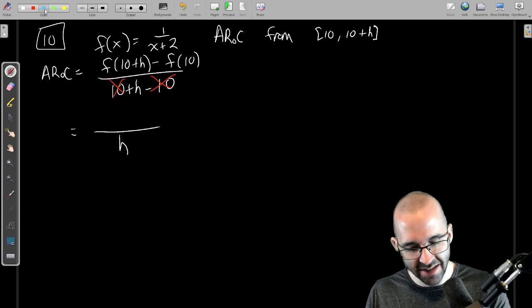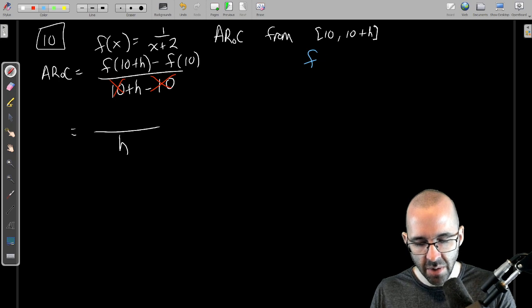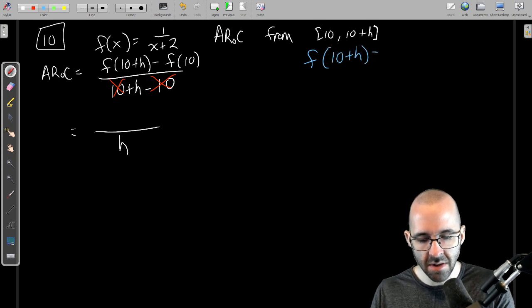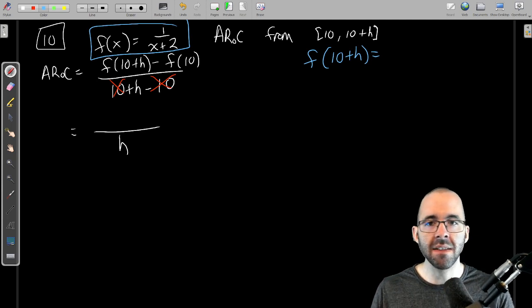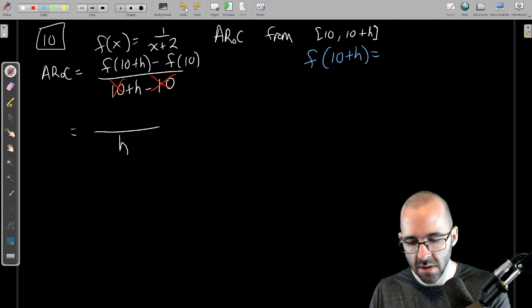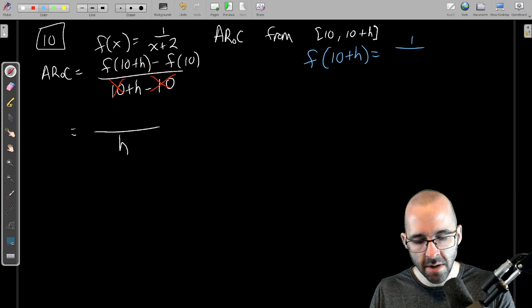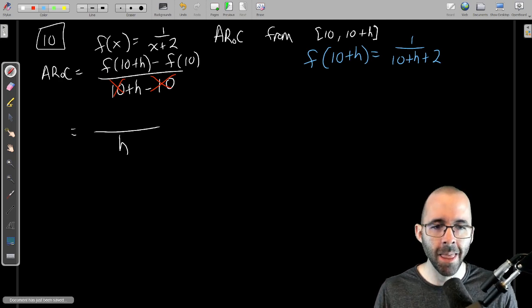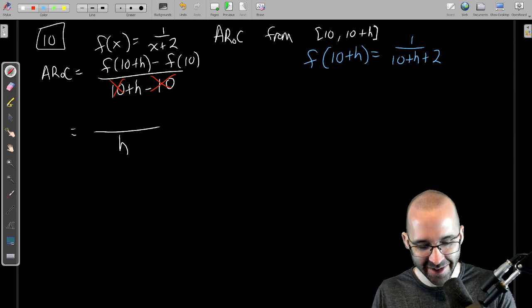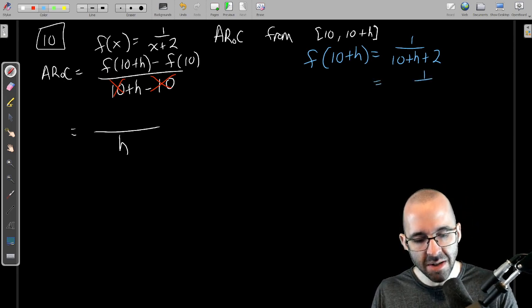Let's go off to the side. Say, what is the function when we evaluate it at 10 plus h? Well, that says look at our rule and replace all the x's with 10 plus h. So 1 over 10 plus h plus 2. Actually, the simplification here is a lot easier than the one from the lecture video. There'll be more fun simplification at a later date. So we're going to get 10 plus 2 is 12. It's just 1 over 12 plus h.